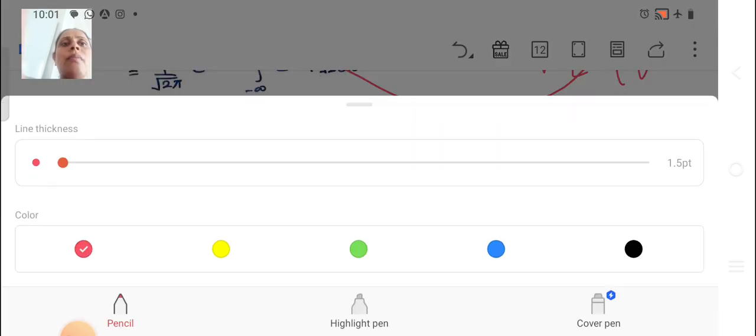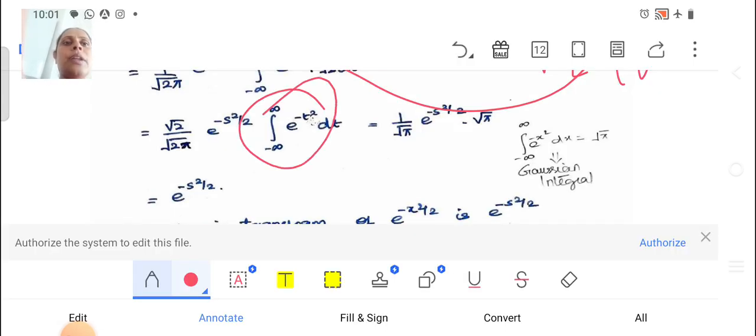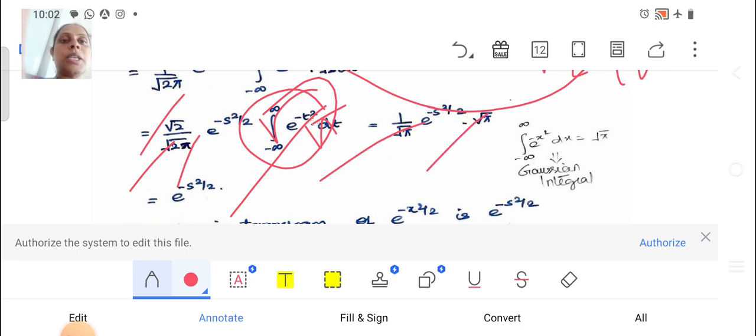The integral from minus infinity to infinity of e^(-t^2), that is e^(-x^2) dx, is nothing but root pi. So we replace it by root pi; root 2 gets cancelled, and the remaining is pi, so 1 by root 2. Then root pi gets cancelled, so the answer is e^(-s^2/2). So e^(-x^2/2), when we apply the Fourier transform, we get e^(-s^2/2). This is the self-reciprocal.